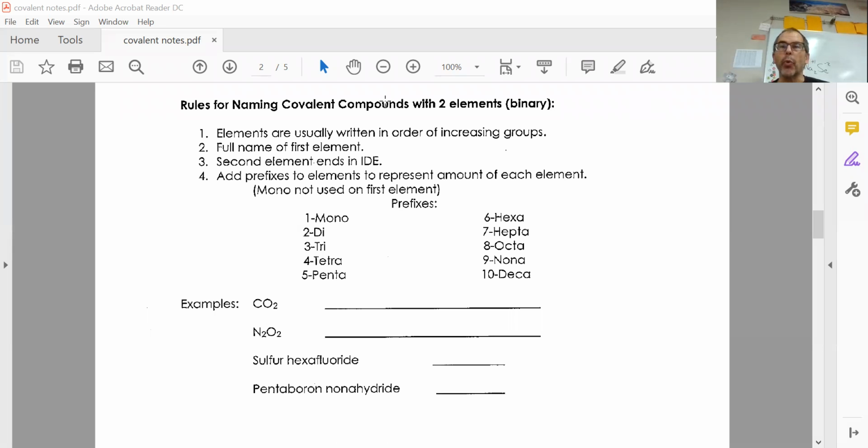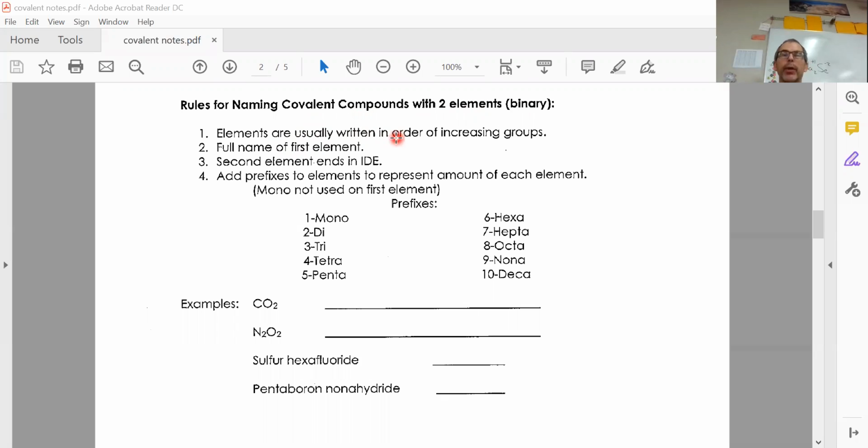In this video, we're going to look at naming covalent compounds, and it's binary covalent compounds, ones where you have only two types of elements. You might have more atoms, but you only have two types of elements, and those are relatively easy to name, and that's what we're going to work with.